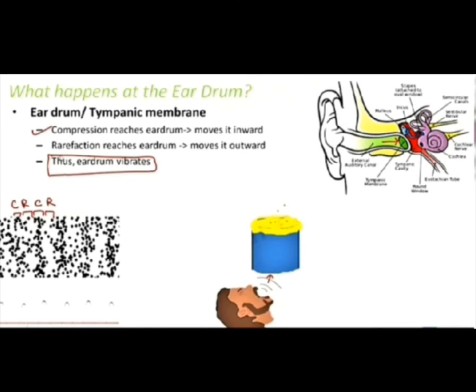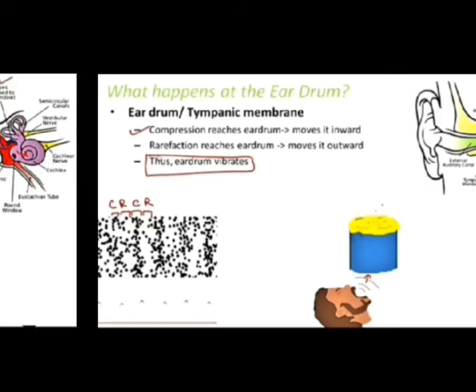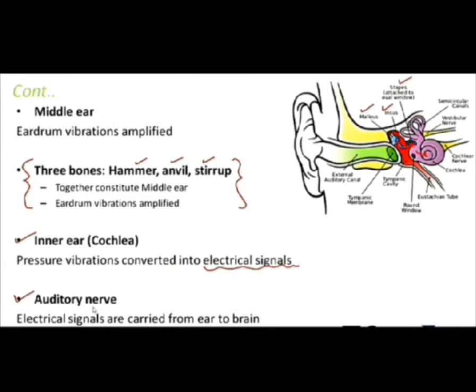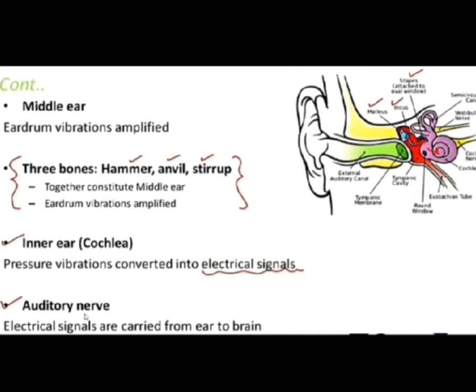Now how will it enter into the inner ear? So the next part is the middle ear. The middle ear will receive the vibrations. And what will it do? It just amplifies the vibrations, because the vibrations are less noticeable. So these vibrations get amplified by the middle ear. And in the middle ear, we have three bones which help in this amplification. What are the three bones? Malleus, incus, and stapes. These three bones together form the middle ear, and they together help in the amplification of the eardrum vibrations. Once the vibrations are amplified, they reach the inner ear.